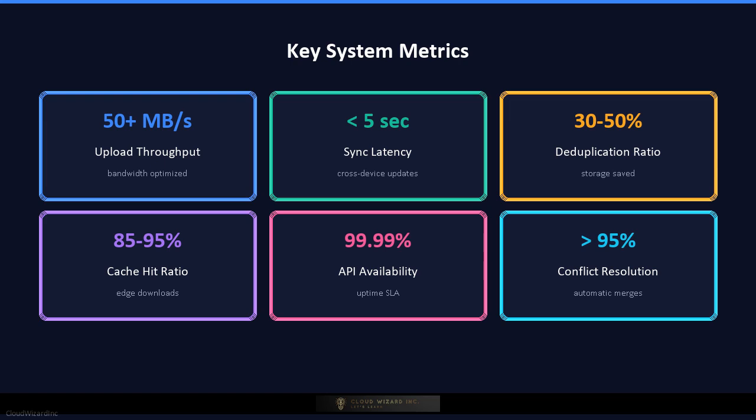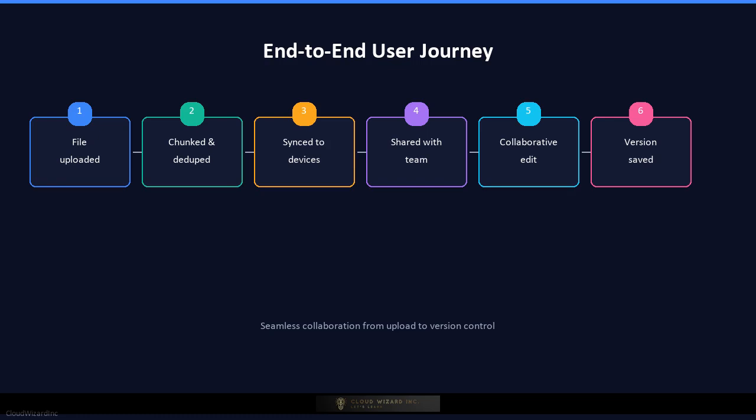API availability, the uptime percentage for all storage operations, targeting 99.99%. Cache hit ratio for downloads from edge locations, typically 85 to 95%. Conflict resolution rate, the percentage of concurrent edits resolved automatically without user intervention. These metrics are what the business actually cares about.